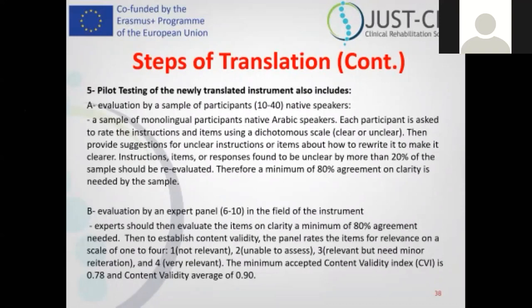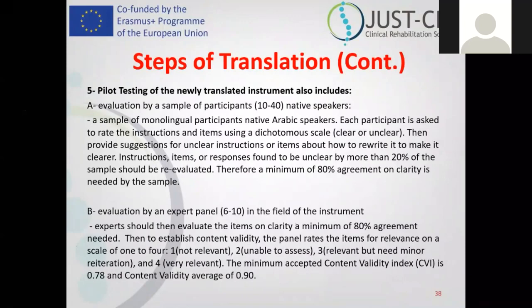Then they're asked to provide suggestions about unclear instructions or unclear items. What are their suggestions to make unclear items or unclear instructions clear? And a minimum of 80% agreement on clarity among all participants in this pilot testing is required in order to consider this a successful pilot among the sample of participants.